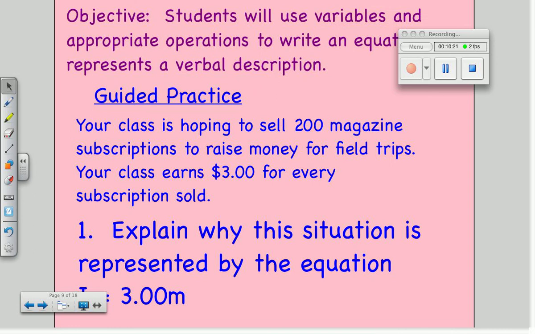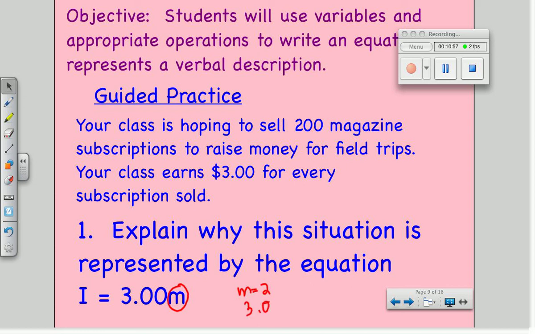All right. Let's look at this one. This one kind of applies to us right now because we've been doing so much fundraising. Your class is hoping to sell 200 magazine subscriptions to raise money for field trips. Your class earns $3 for every subscription sold. Explain why this situation is represented by the equation I equals $3 times M. The way we would explain that is just to say every time we sell a subscription, we're going to increase this number M and multiply by 3. So if M is 2, we sell 2 subscriptions. $3 times 2 is $6. So I, the output, would be $6. The input would be 2 if we sold 2 subscriptions. You don't have to write anything for this, I just wanted to talk about that one.